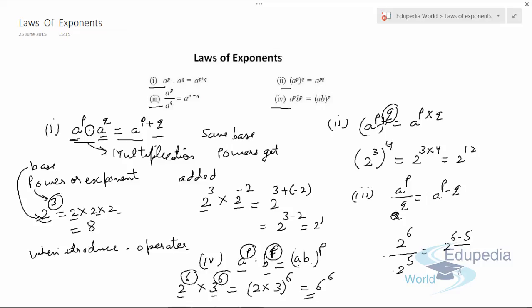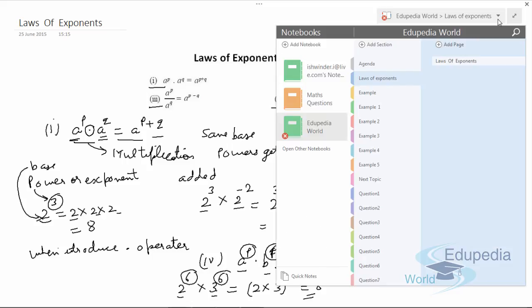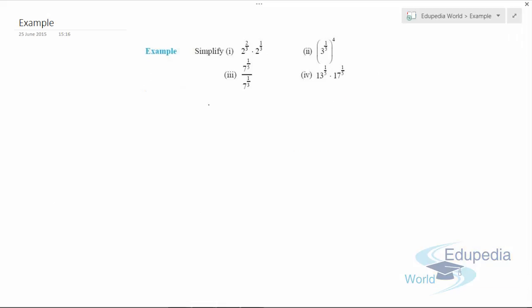So these were the basic 4 laws of exponents on which the whole chapter on exponents and powers is based. So let's discuss some of the examples to understand these laws more clearly. Now the first example is we have to simplify these 4 questions. So let's solve these questions one by one.